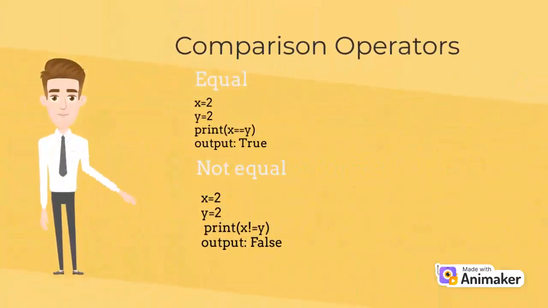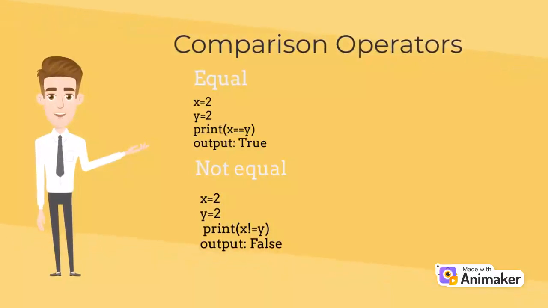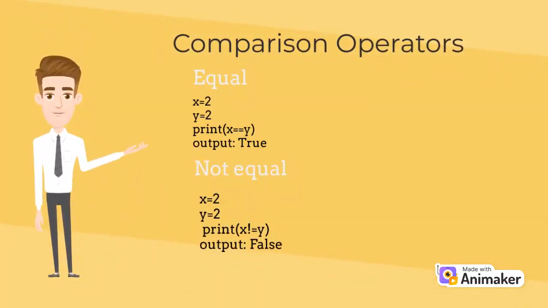Comparison operators. Equal, we use 2 variables, x is 2 and y is 2, print x equal y, output is true, and otherwise false. Not equal, we use 2 variables, x is 2 and y is 2, print x not equal y, output is false, and otherwise true.